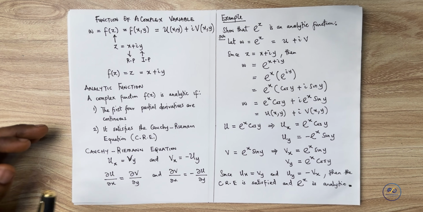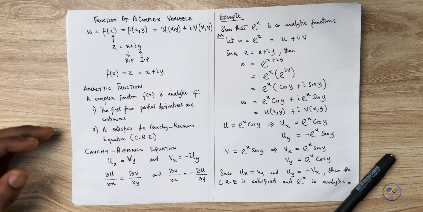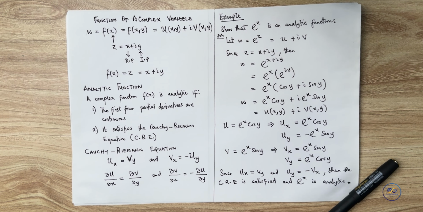And here we have it. So we have shown that indeed the function would be analytic if you can find the first four partial derivatives, which will mean that they are continuous. And then we can verify that the Cauchy-Riemann equation is indeed satisfied. So this is how to proceed to solve when it comes to verifying the Cauchy-Riemann equation, as well as verifying that a function is indeed analytic.